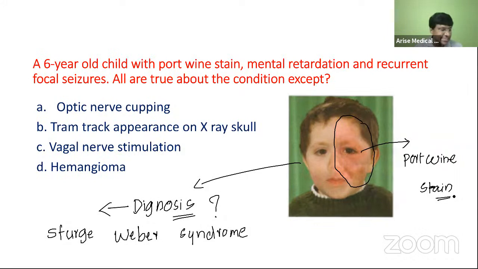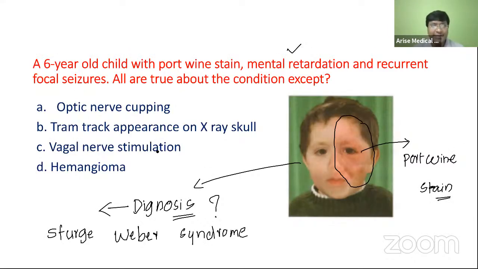Right? This is your classical port wine stain. And in patients with Sturge-Weber syndrome, they will have mental retardation and they will also have recurrent focal seizures. And for the recurrent focal seizures, what will be there? You should do vagal nerve stimulation, right? And tram track appearance will be there on the X-ray skull. And optic nerve cupping is also there in the individual.